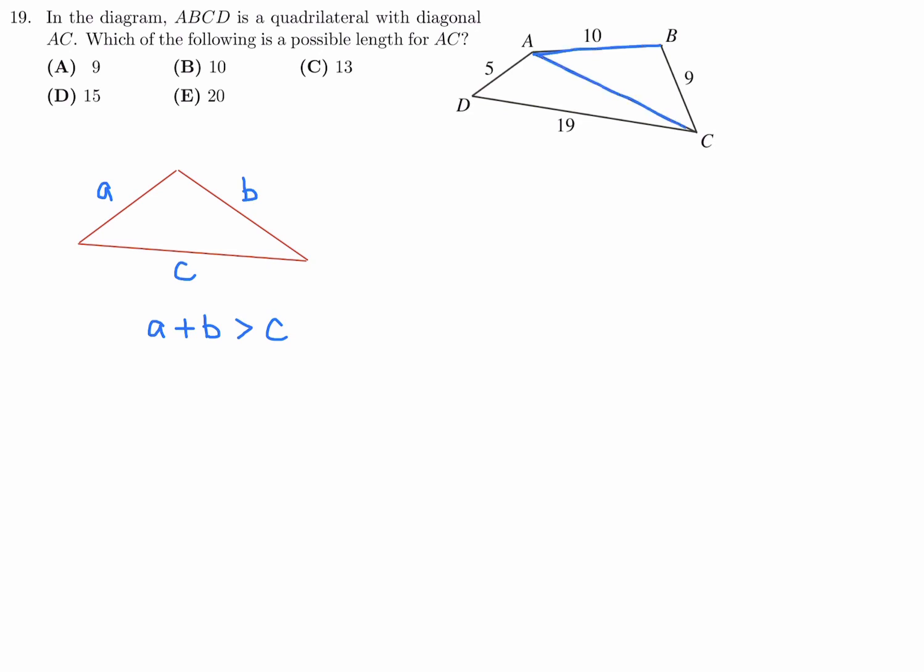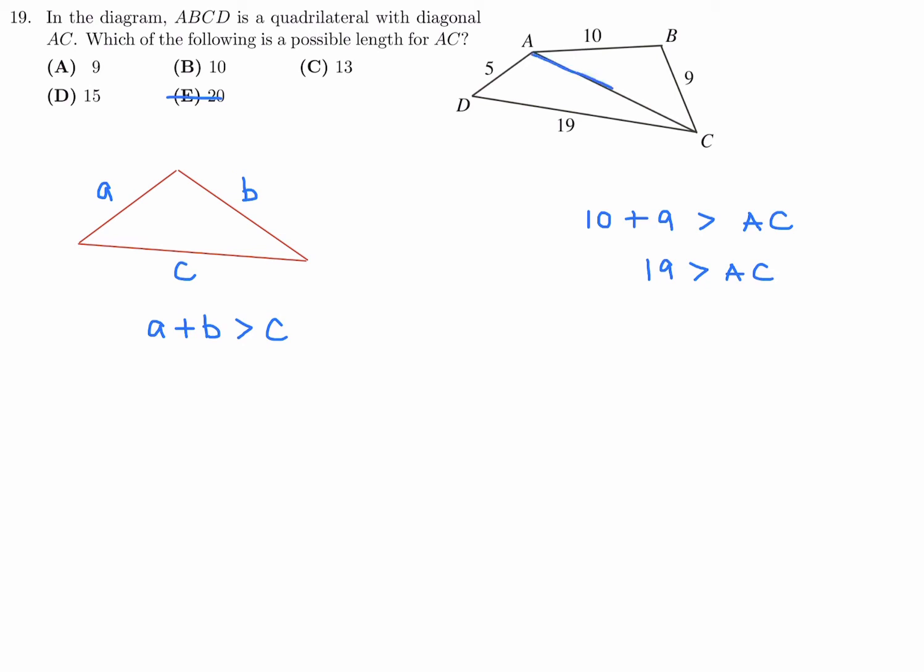So first I'm just going to look at this triangle right here. That means that 10 plus 9 has got to be greater than AC. So 19 has to be greater than AC. So since AC is less than 19, immediately I can get rid of that answer choice.